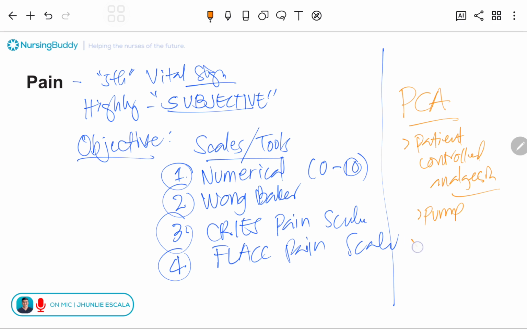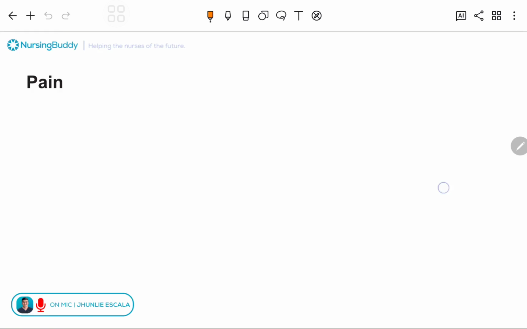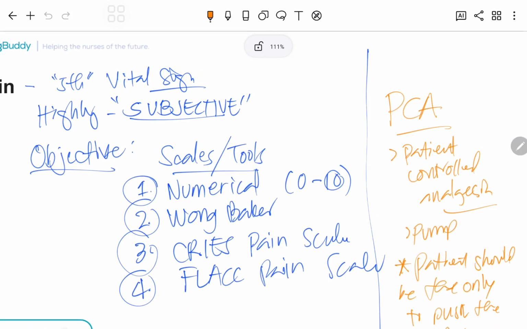Okay, big word here. The patient should be the only one, tandaan po natin yan, to push the PCA, okay, not the nurse, not the relatives, not the doctor, the patient. That's why we call it in the first place patient-controlled analgesia. Okay, so that's it. So, that's enough for pain, kapatid.